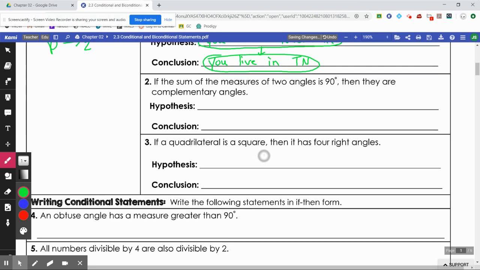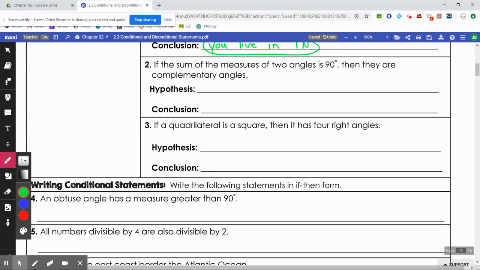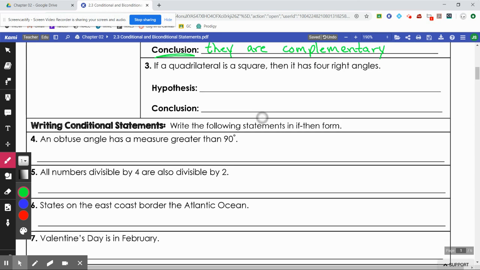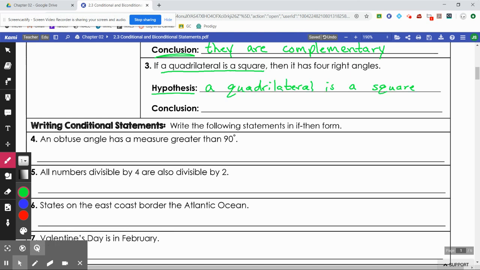So number two, again, the hypothesis and conclusion says if the sum of the measures of two angles is 90, then they are complementary. So the hypothesis would again be the if part, that would be the sum of the measures of two angles is 90. And the conclusion part would be the then part: they are complementary angles. And that's all you have to do to identify hypotheses and conclusions. The last one, a hypothesis, it would be the if part. If a quadrilateral is a square, then the conclusion part, it implies it has four right angles, so that would be your conclusion. And that's it.